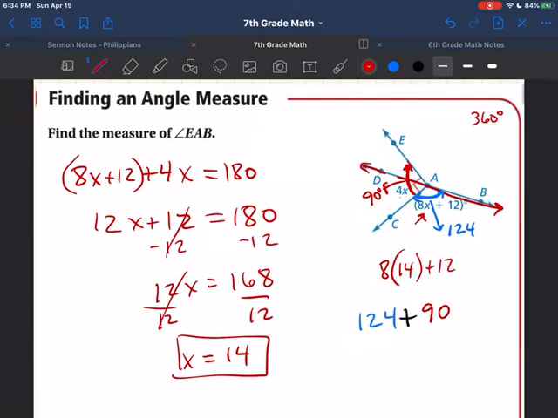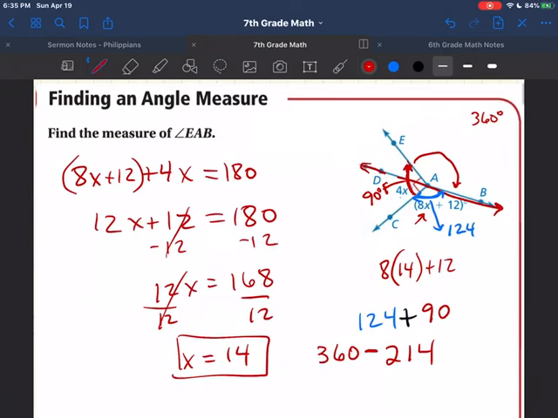124 plus 90, which is this whole thing to here. Okay, so I've taken care of all this. 124 plus 90 would be 214. So 214, right? And then I just take 360 minus that, right? Because that is this thing that I'm trying to figure out.